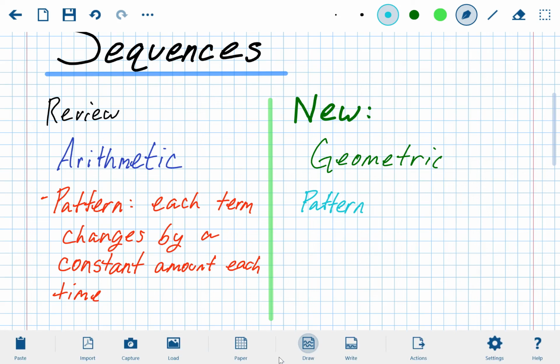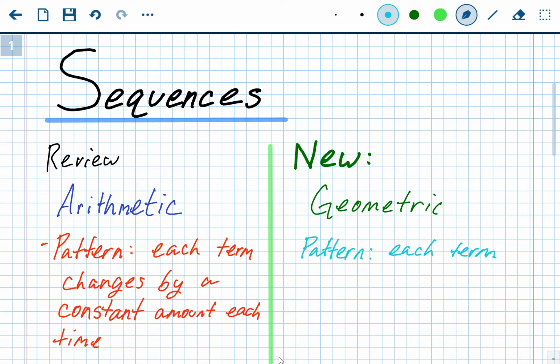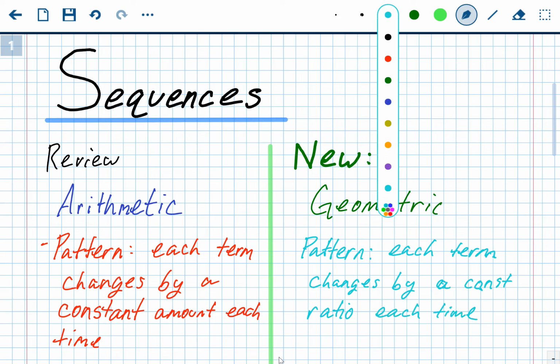The new pattern is the geometric pattern. The geometric pattern is kind of similar to arithmetic, but each term changes by a constant ratio each time. All right, so what's the difference between these? Constant amount versus constant ratio.